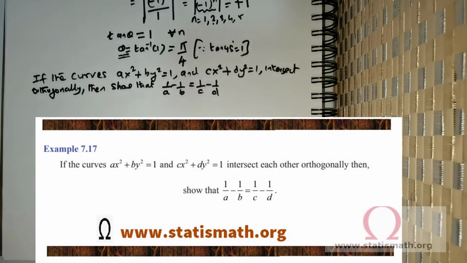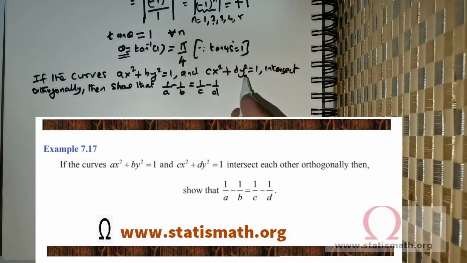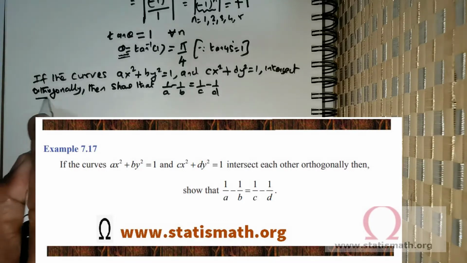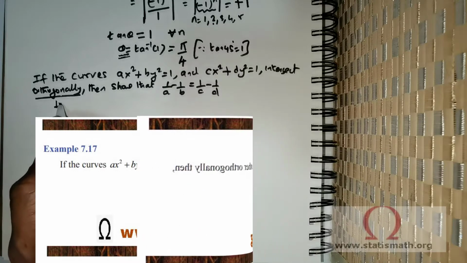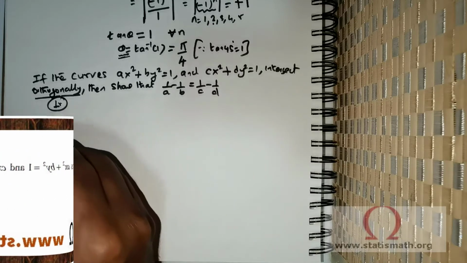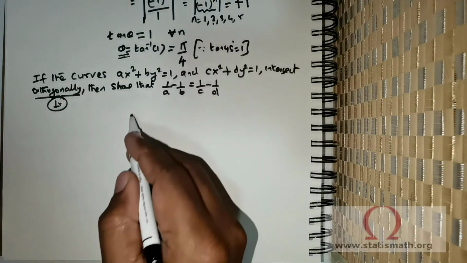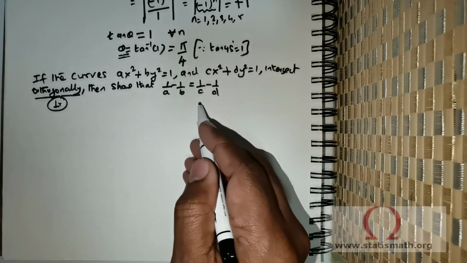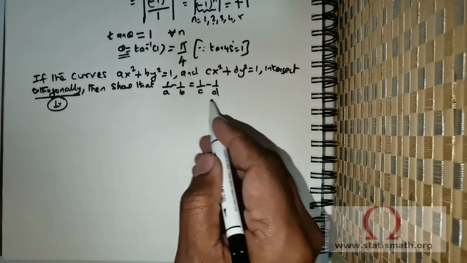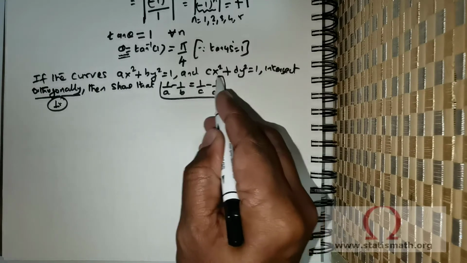Students, we are given this question. If the curves ax² + by² = 1 and cx² + dy² = 1 intersect orthogonally — orthogonally means they are intersecting perpendicularly, so that is the meaning of the word orthogonal — then we are expected to show that 1/a − 1/b = 1/c − 1/d. We need to show this.